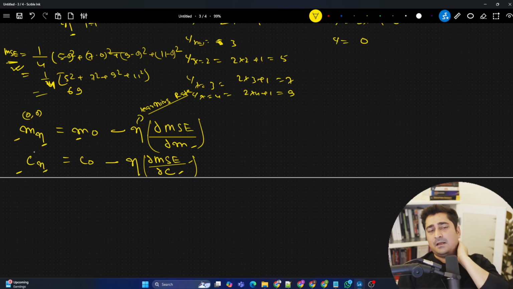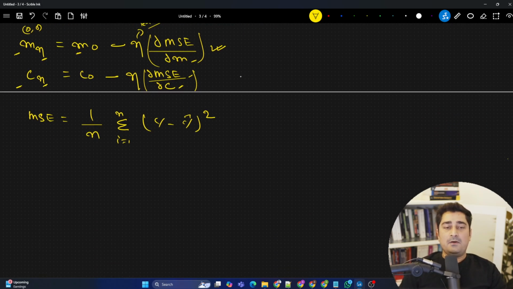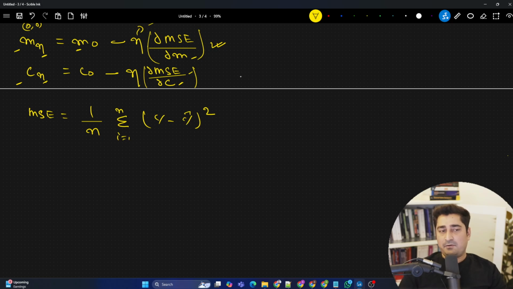Okay, fine. Now, how will I be able to find out this partial derivative, by the way? The equation of mean squared error is nothing but 1 by n, summation of i equals 1 till n, and then (y minus y hat) square. This is what MSE is. Now, if I have to find out the partial derivative of MSE, any idea, guys, how will I be able to find it out?